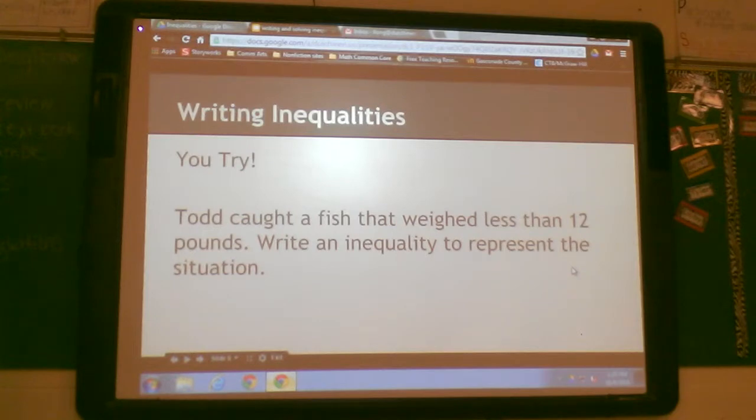Alright, so let's have you try one now. Your question is, Todd caught a fish that weighed less than 12 pounds. Write an inequality to represent the situation.